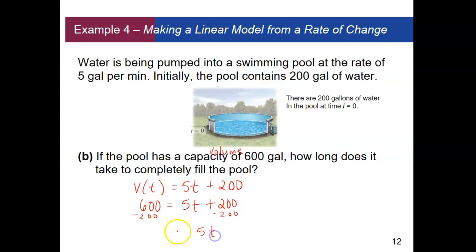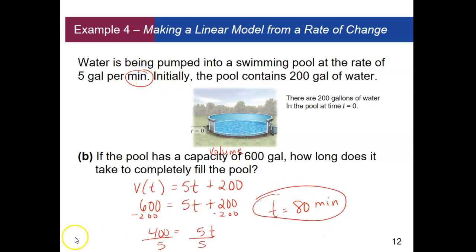So I'm going to have 5t equals 400. Divide by 5, and t is 80. And so that's going to be 80 minutes. That's what my time is being measured in. And that's going to be my answer for part B.